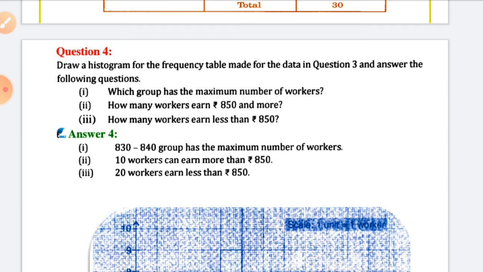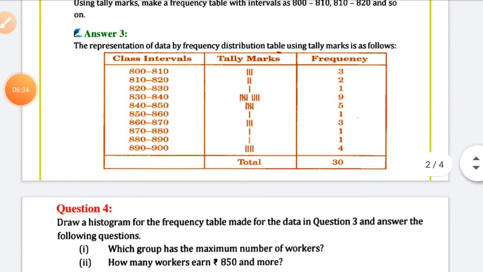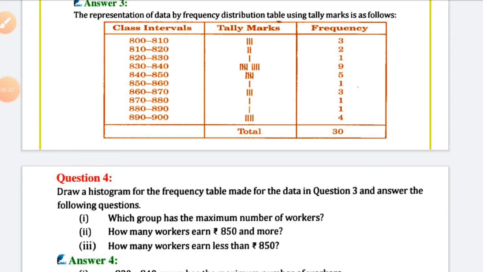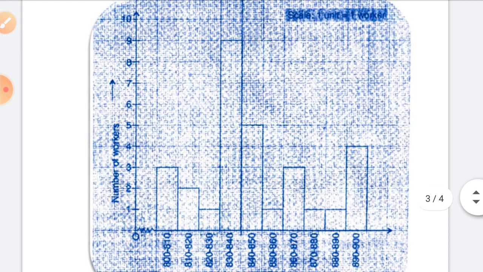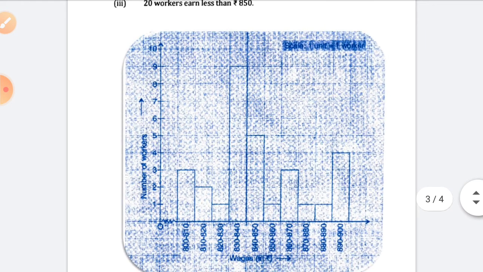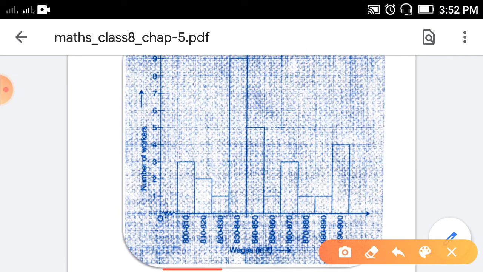So question number 4. Draw a histogram for the frequency table made for the data in question 3. This is question 3. And for that data you have to make a histogram. So I have explained in the last video lecture how to draw a histogram, what is the difference between bar graph and histogram. So here on the x-axis you will write class interval and number of workers on the y-axis.